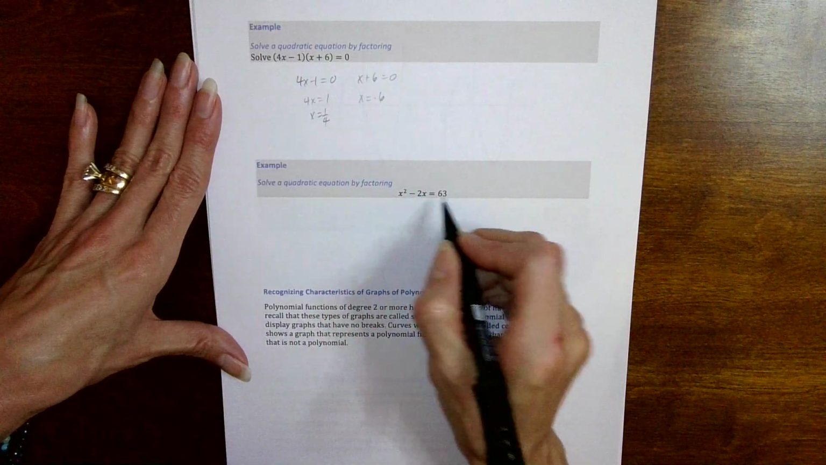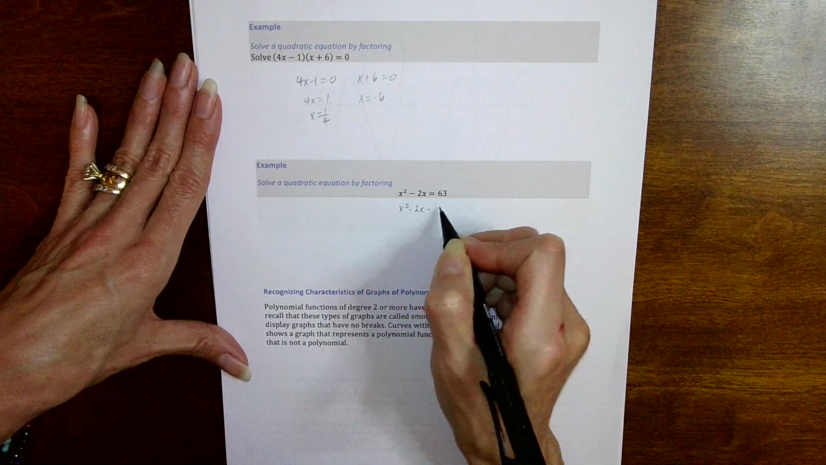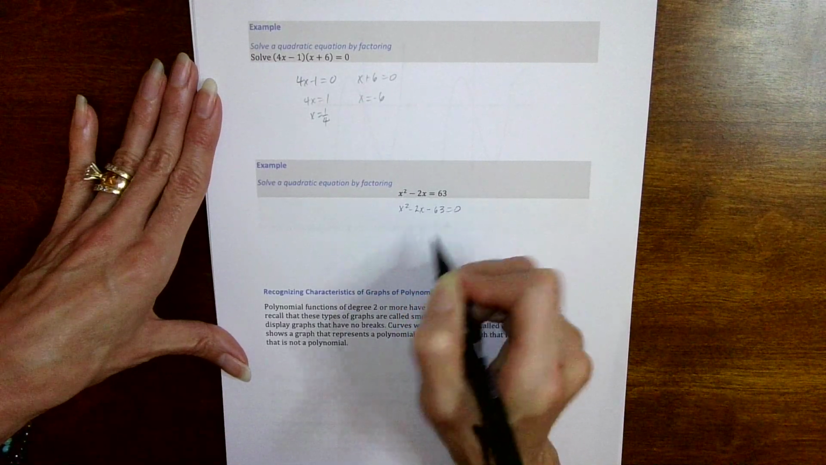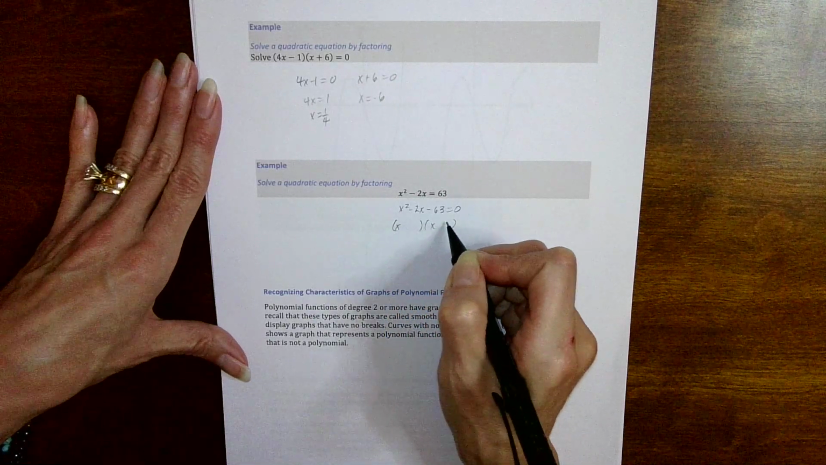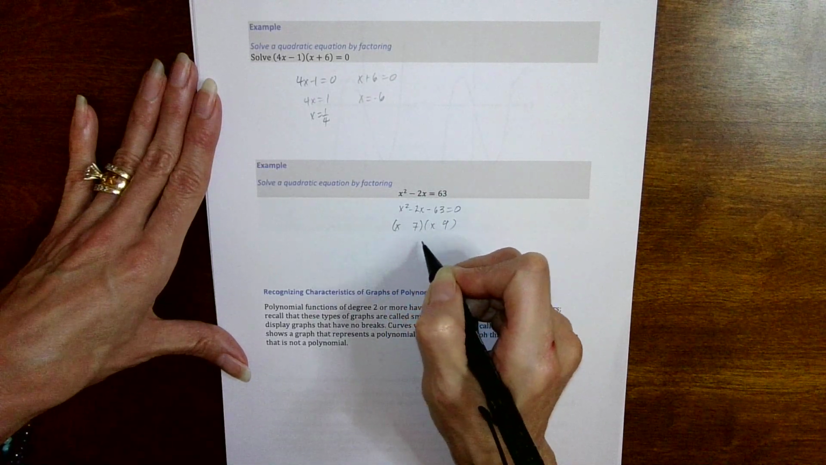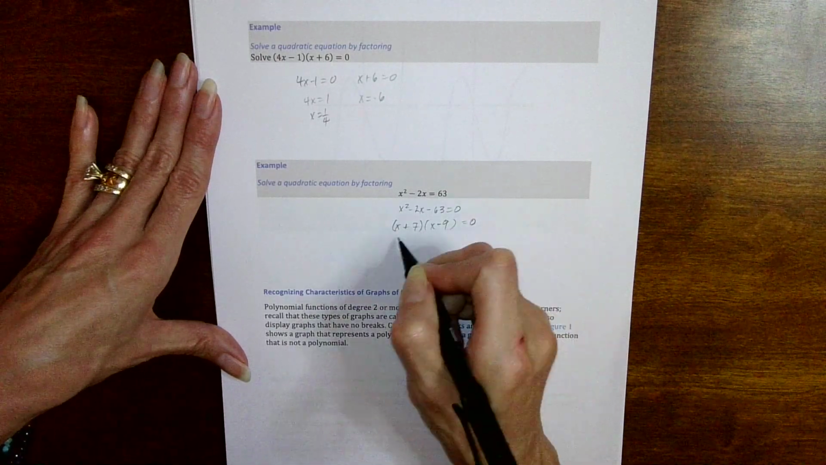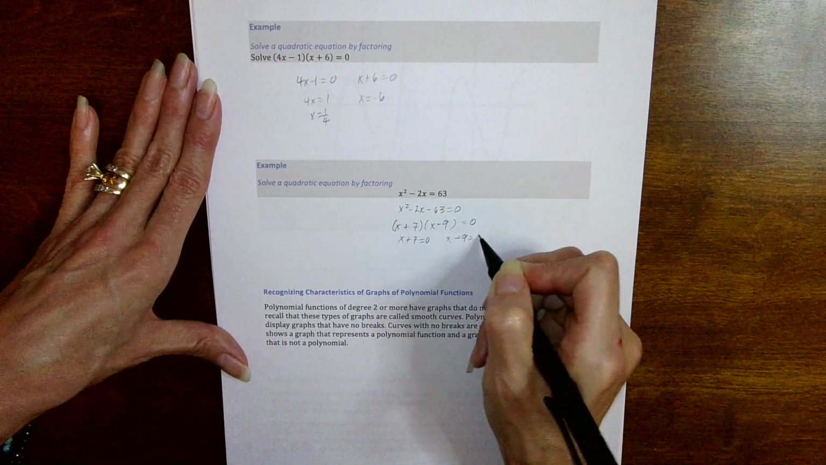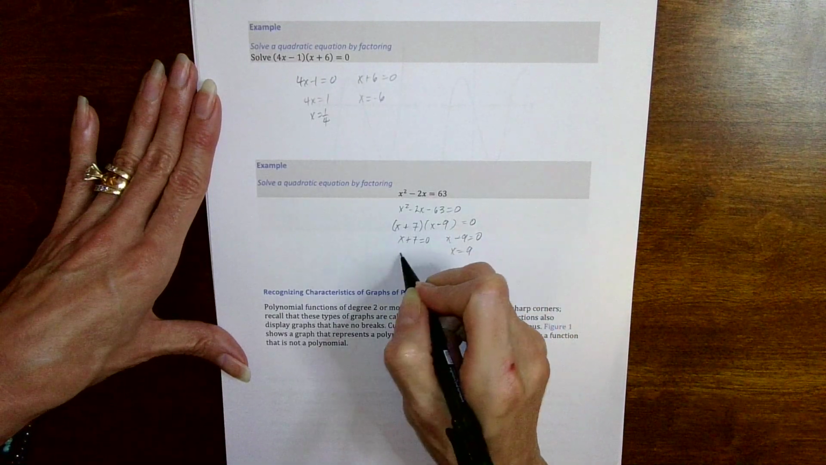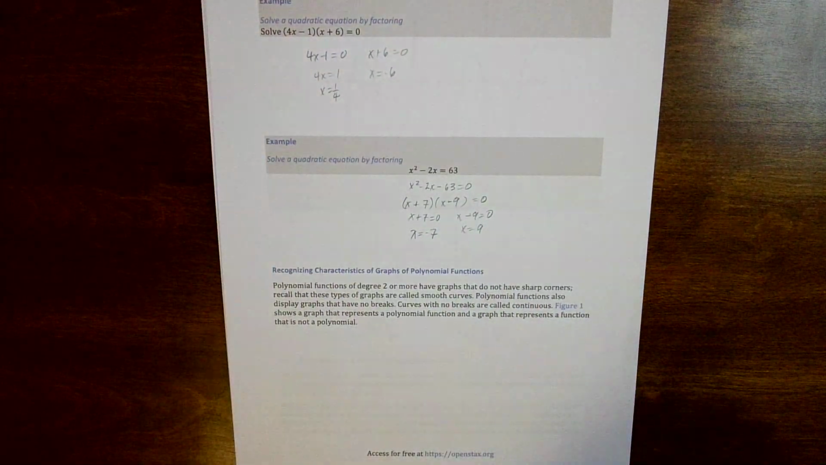Alright, so this one, they weren't so nice, so it has to be set equal to 0 to solve. And then I'm going to factor this guy. So x, 9, and 7. The bigger one needs to be negative. So x plus 7 equals 0, or x minus 9 equals 0. So x equals 9, or x equals negative 7. Alright, all stuff we've seen before.